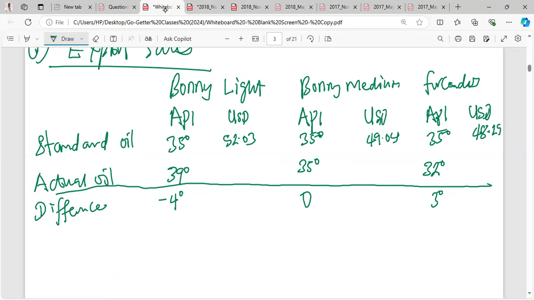So the standard is 35 and you are having 39. Okay, so I will switch it a little bit. Instead of having minus here, since the actual is more than the standard, so this should be plus. This is where I should have the minus. The actual here is less than the standard. So normally that's how it is.